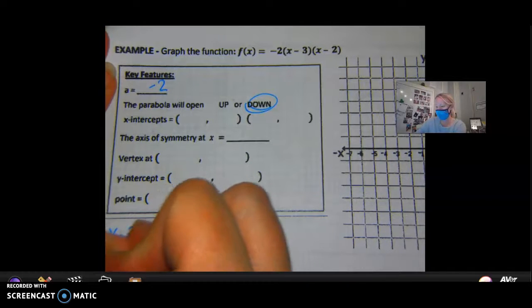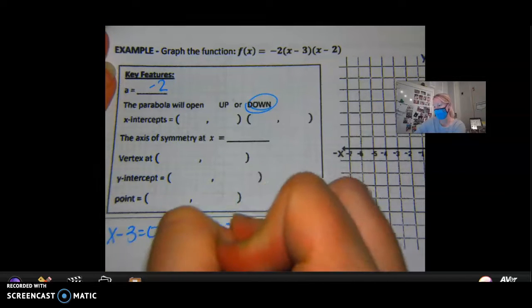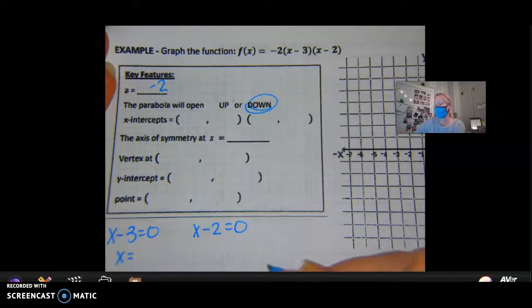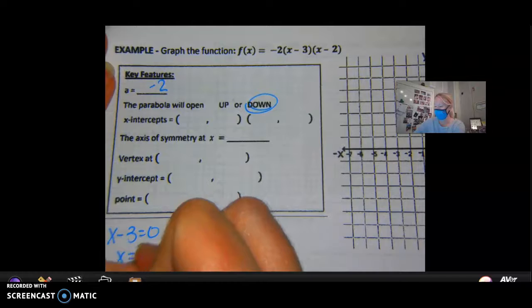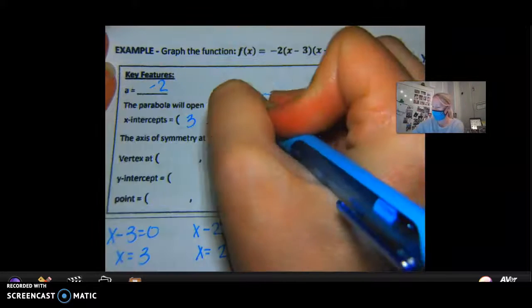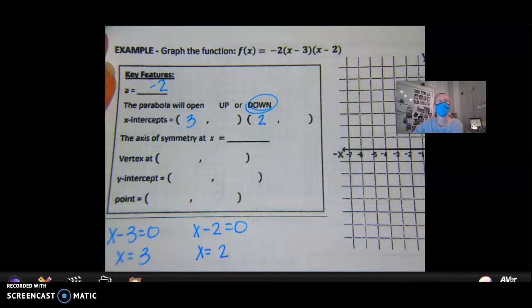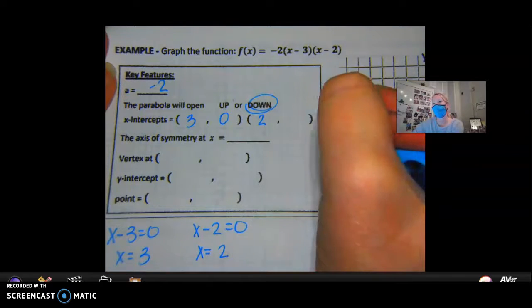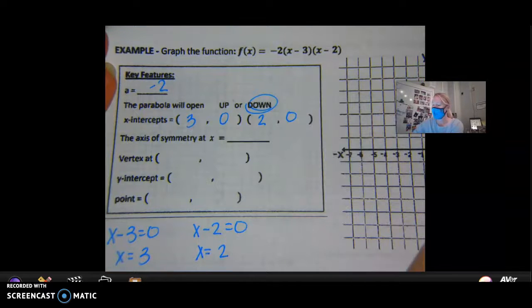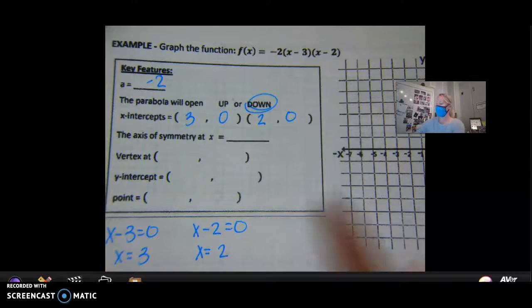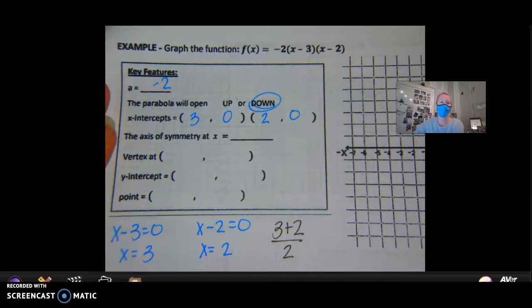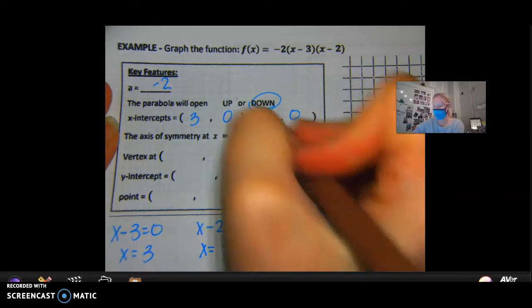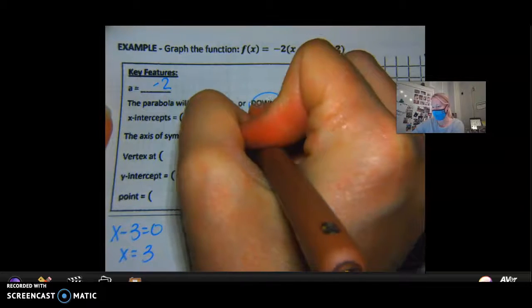Set them equal to 0. Set those guys up there equal to 0. So x would equal what and what? 3 and 2. Written as a point, that would be 3, 0 and 2, 0. To find my axis of symmetry, I add those and divide by 2. So what's 3 plus 2 divided by 2? 2.5. It's okay to have a decimal.